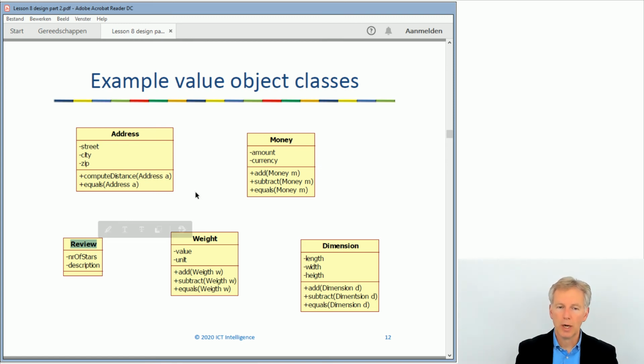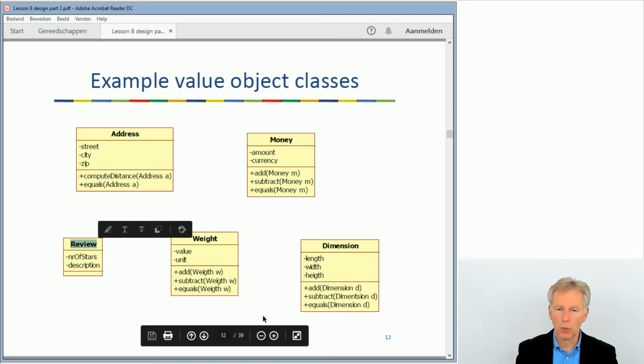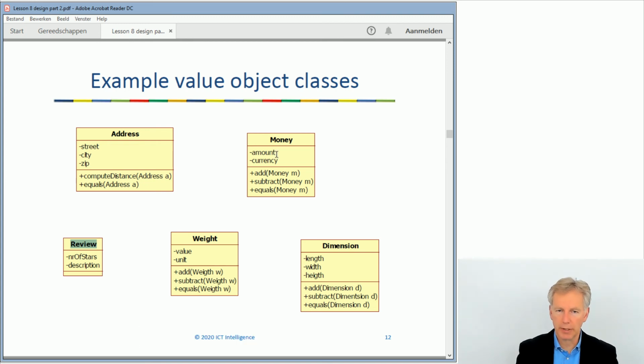Money. So here you see money, weight, dimension. With those kind of things, typically we have a number, in this case the amount, and the currency for money. The dimension has a length, a width, and a height. A weight has a value and a unit. It's so many pounds, so many kilograms, so many grams. Money can be dollar currency, can be euro or rupee or whatever.